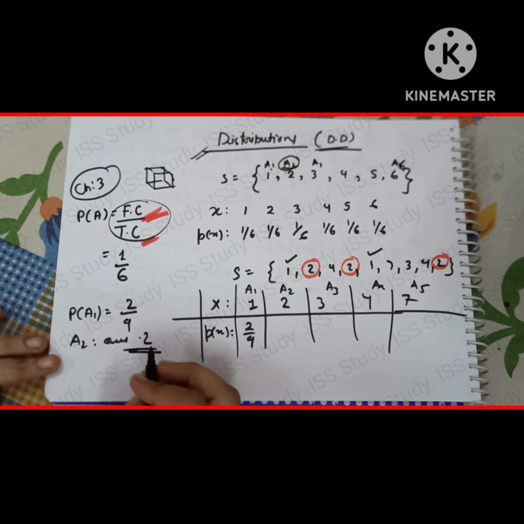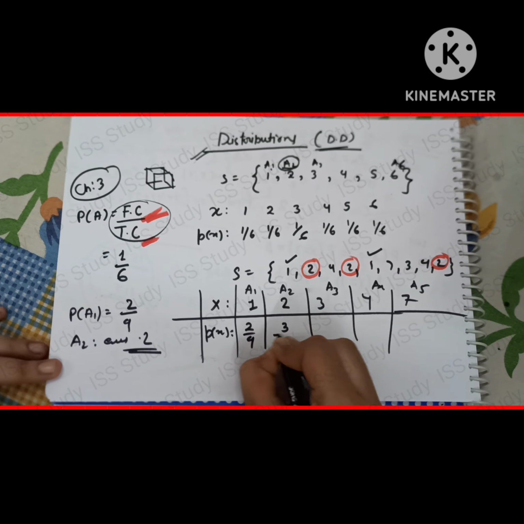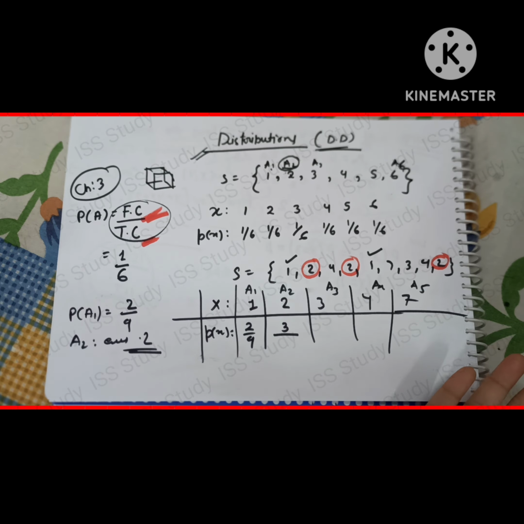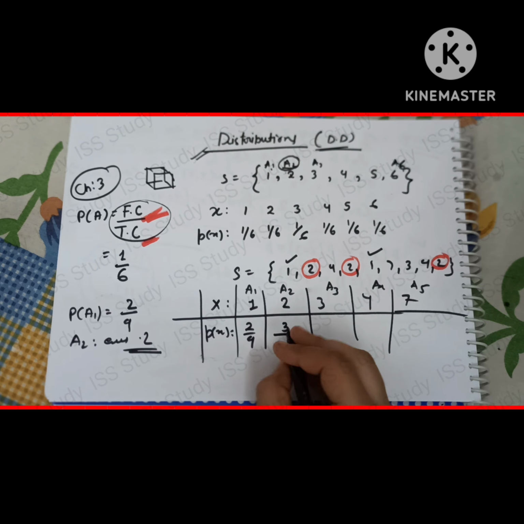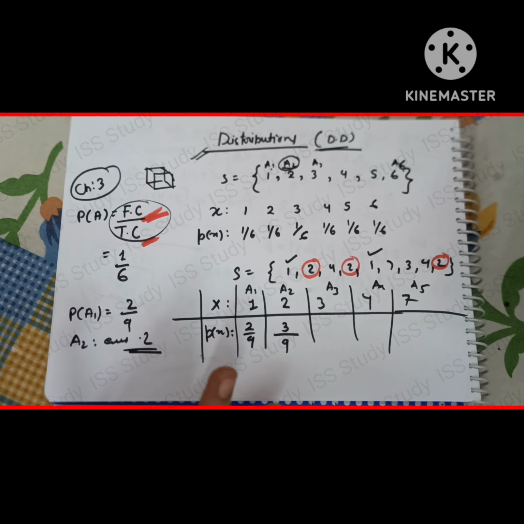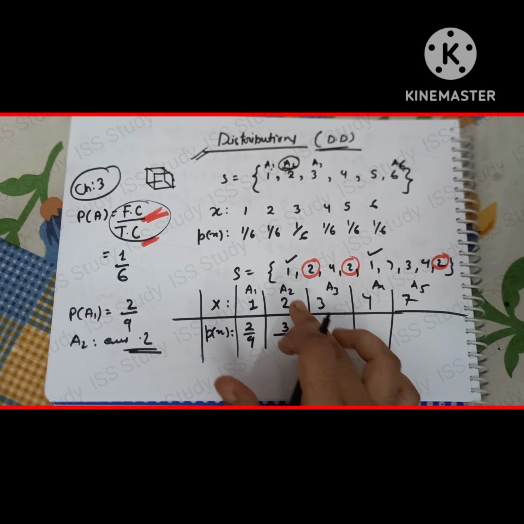So how many favorable cases do we have? We have total 3 favorable cases. And obviously the total number of cases will be the same as we have written here. After counting all the numbers, we have total 9 outcomes, right? So that is why favorable cases upon total number of cases is the probability of happening event A2.